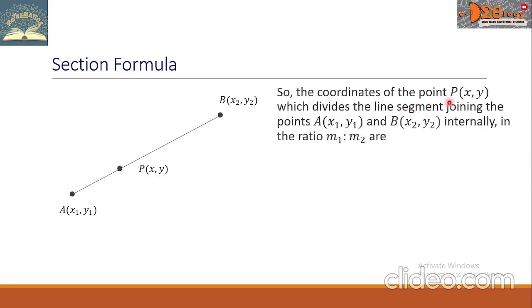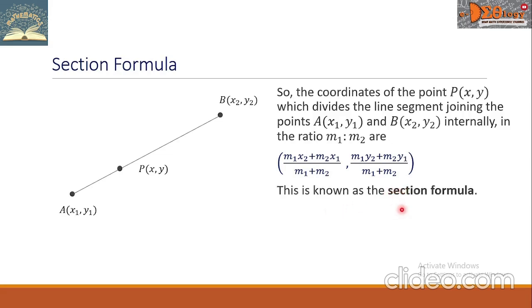So the coordinates of the point P with coordinates x, y, which divides the line segment joining the points A and B internally in the ratio m sub 1 is to m sub 2, are, for the x coordinate, m sub 1 times x sub 2 plus m sub 2 times x sub 1 all over m sub 1 plus m sub 2, for the y coordinate, m sub 1 times y sub 2 plus m sub 2 times y sub 1 all over m sub 1 plus m sub 2. This is known as the section formula.